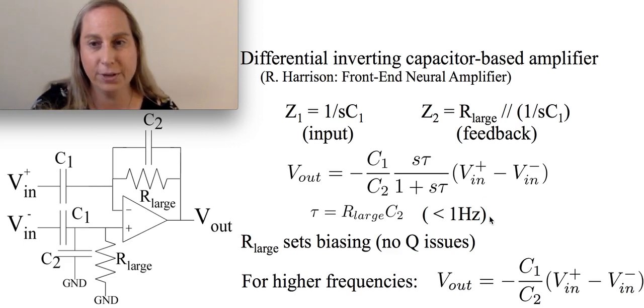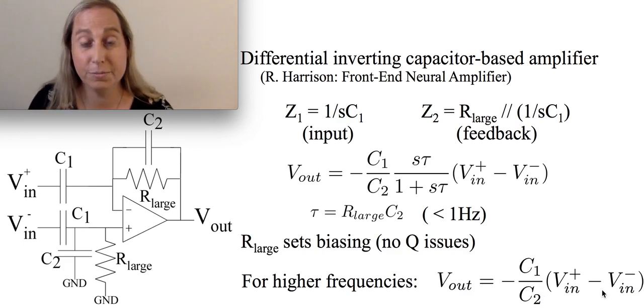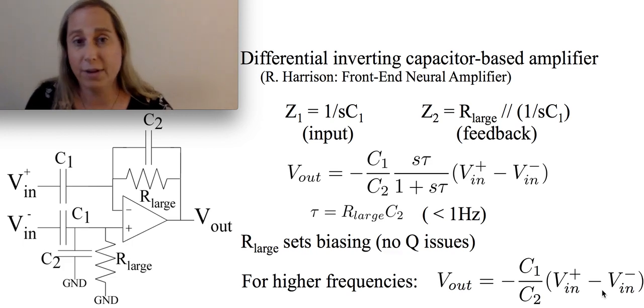Now, of course, when you get to higher frequencies, this high pass just turns out to be C1 over C2 times the difference of the two inputs. And this can easily give you a really nice gain stage of around 100, 100 to 150, 200, easily on chip. There are some other advantages if you get into more specifics of some of the op-amps, particularly because the capacitors don't add noise, and the large resistances have very little effect on the noise profile.